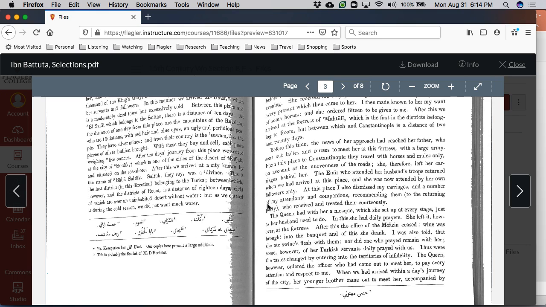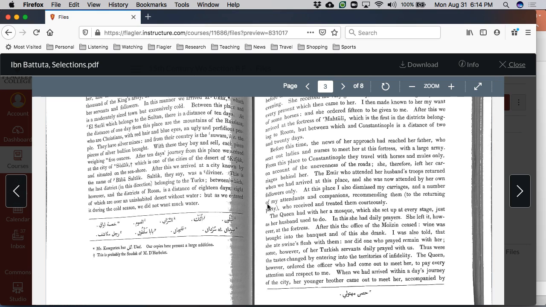But what's even more interesting, if we read into their account, right, he goes to Constantinople with this queen, he calls her. Okay. And he writes, the queen had with her a mosque, which she set up at every stage just as her husband used to do. Now, what does that mean? That's right. It was a portable mosque.